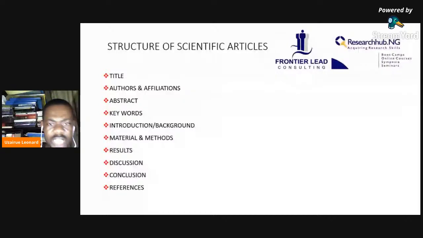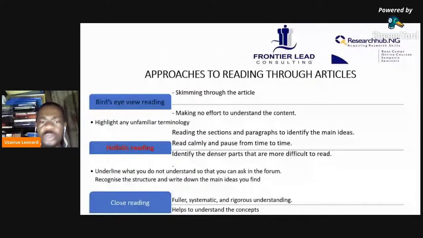Then now, approaches to reading through articles. For you to be able to read through an article, there are approaches that you need to acquire. One of the first approaches that you can use is bird's eye viewing reading. This is just like skimming through the article. You skip through the article without doing an in-depth understanding.